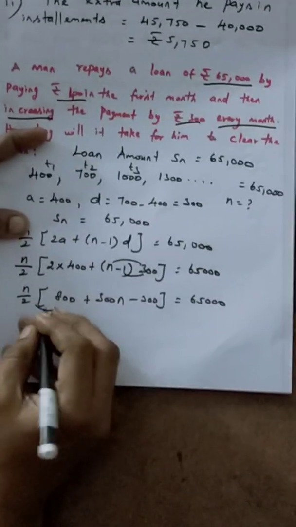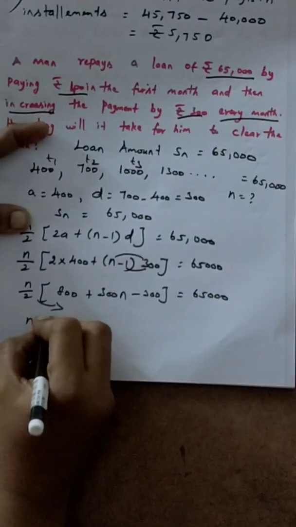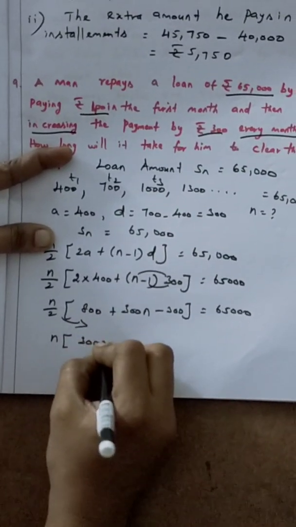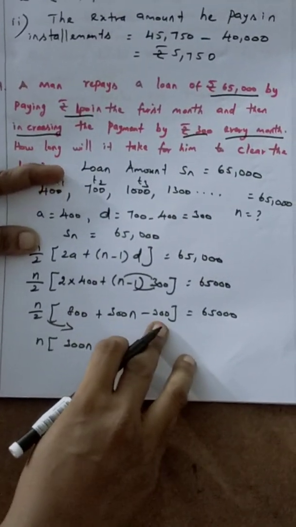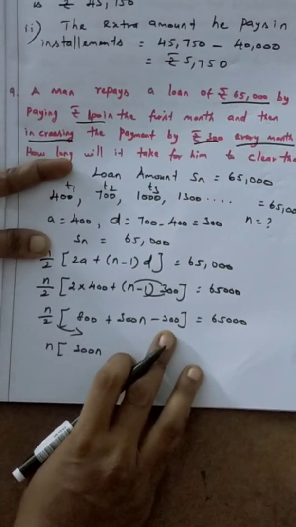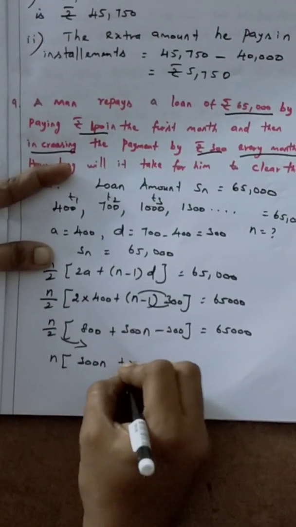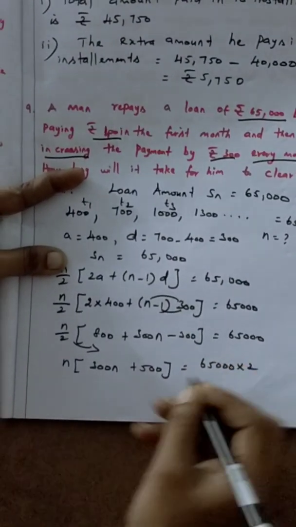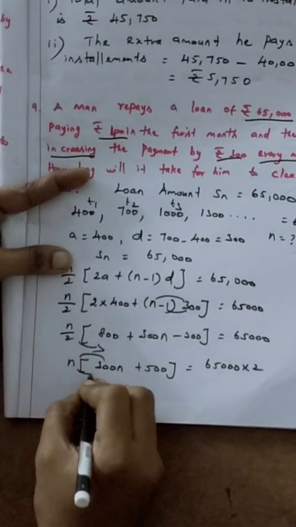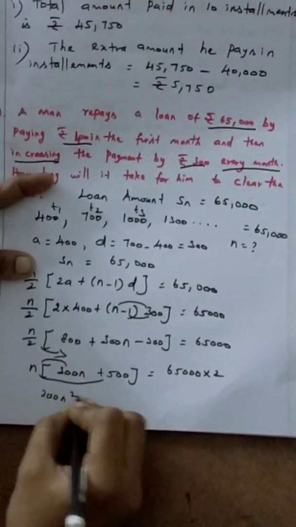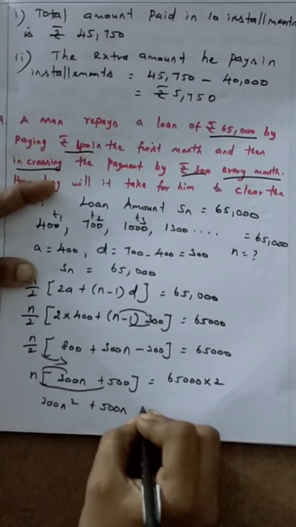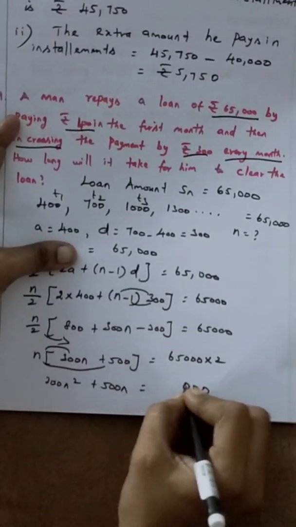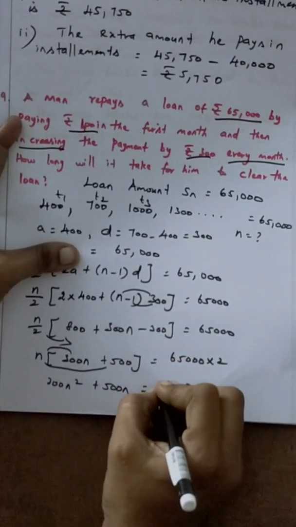So go to the right hand side. n within bracket; rearrange the terms. So 300n, first of all mention 300n, and 800 minus 300. So 8 minus 3 is 500. So mention plus 500 equal to 65,000 into 2. So each term multiplied by n. So write 300n square plus 500n equal to this term multiplied by 2.